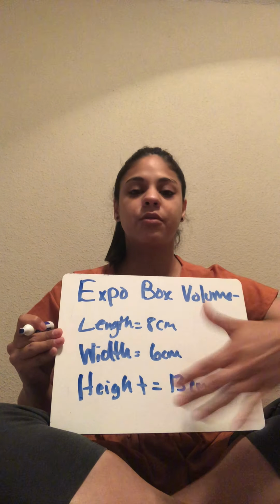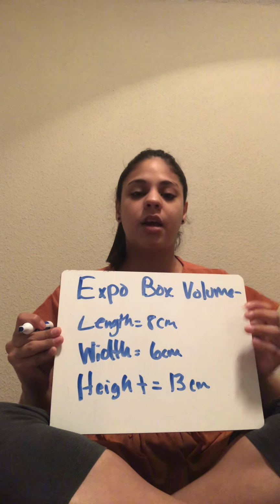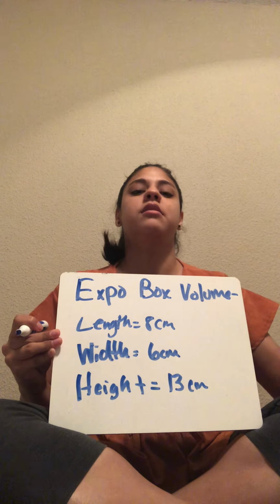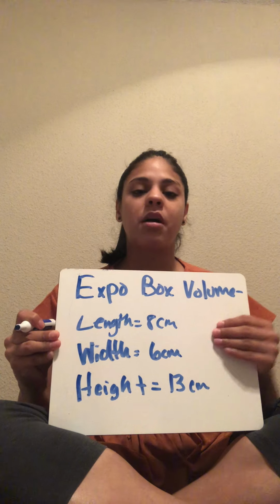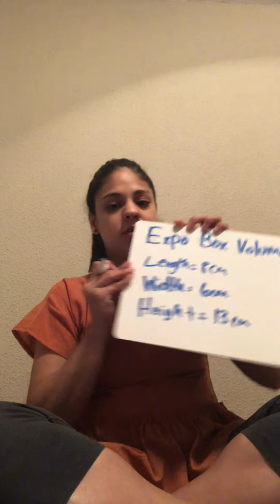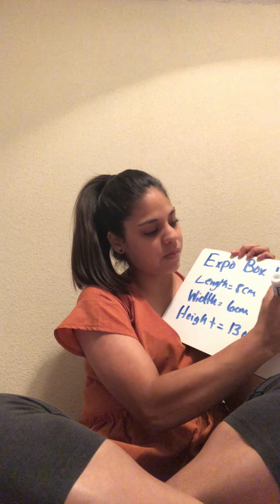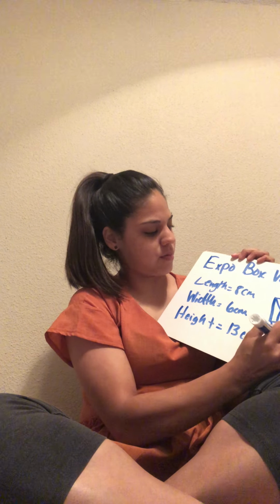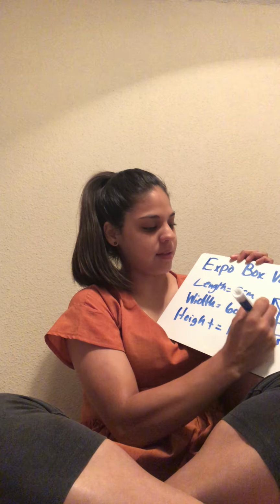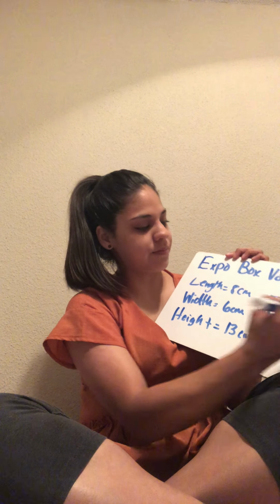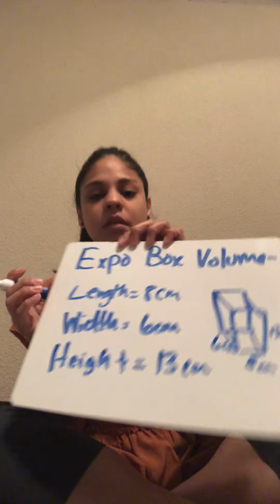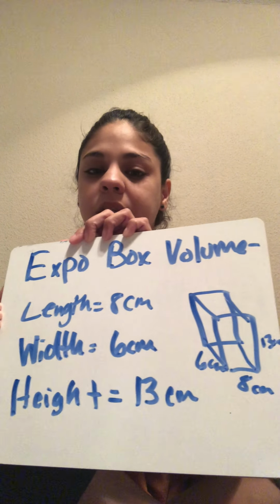You should make notes from the information that you get from the problem as well. Underline it, write down, draw a model, and label it. So if I had a model, which I'm about to do, the bottom would be 8 for my length, 6 for my width, and my height would be 13. Okay, that's my expo box.